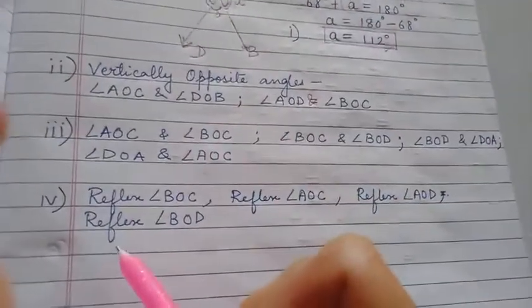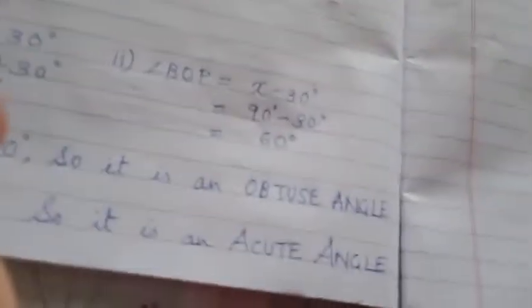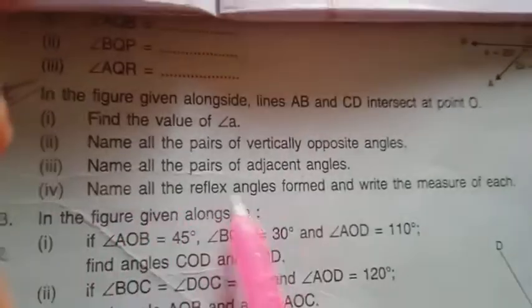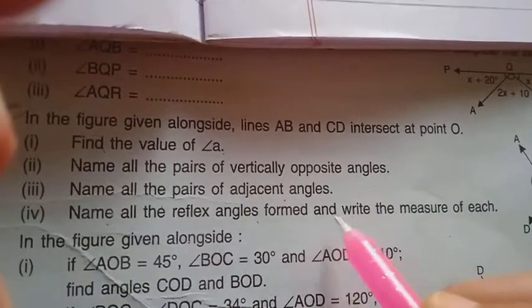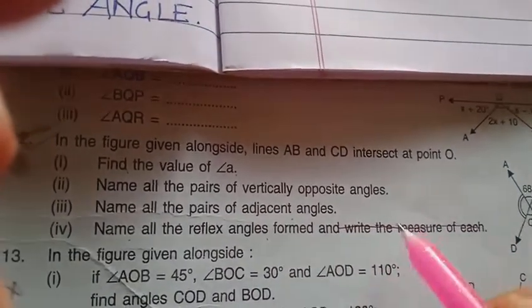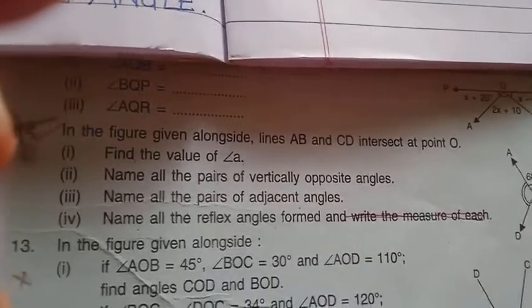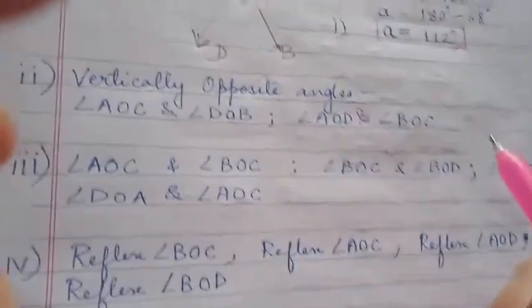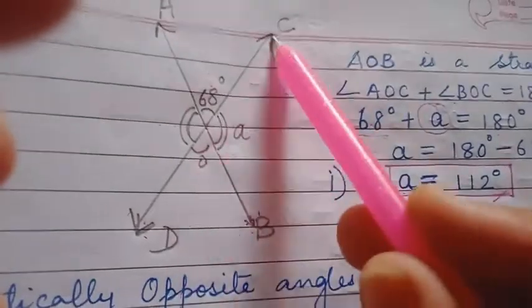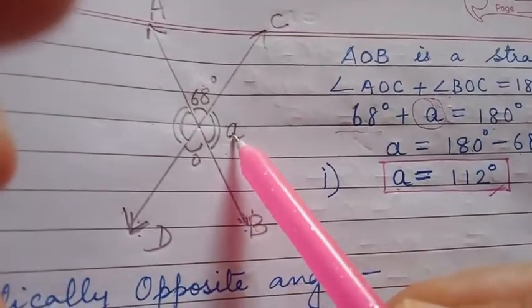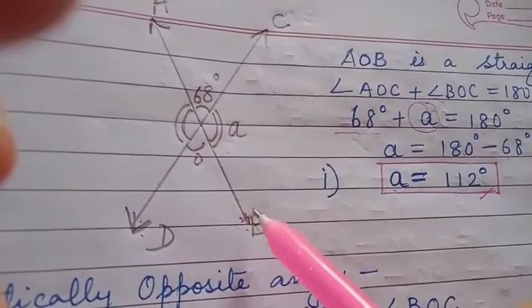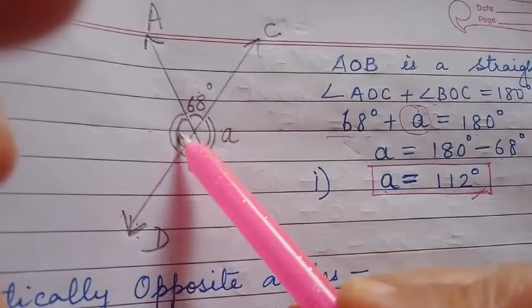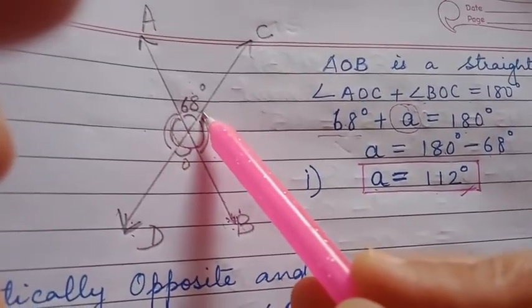Now, next is write down reflex angles. Name all the reflex angles formed and write the measure of each. So, we are not writing the measure, we are writing only the names of the reflex angles. Reflex angle, you know, is the outside angle. So, if we are talking about angle BOC, what is the reflex of angle BOC? It is this. The reflex of angle BOC is this angle.